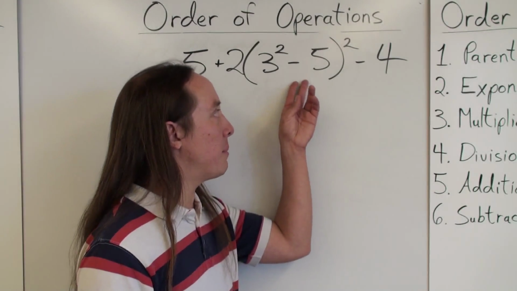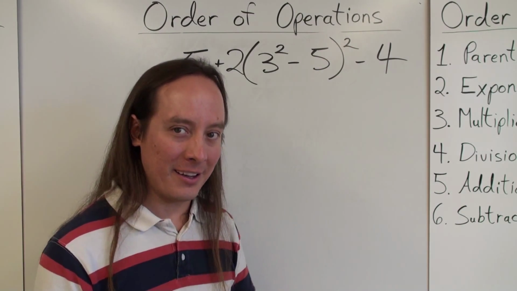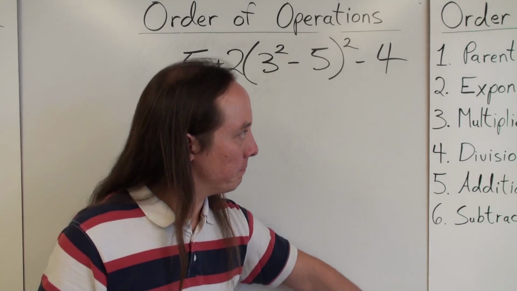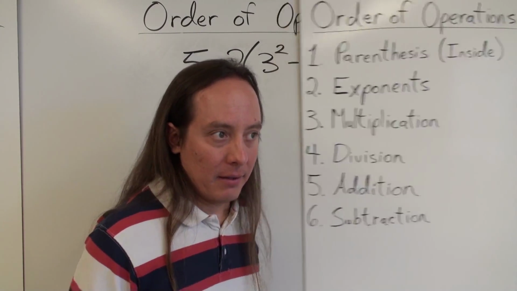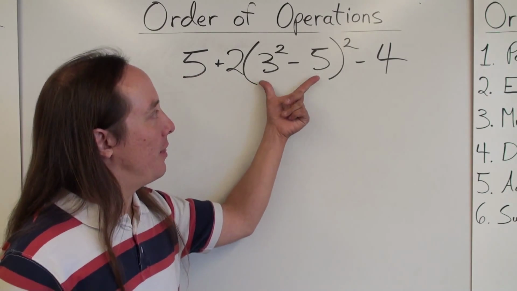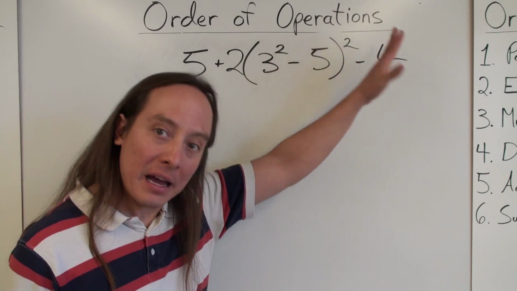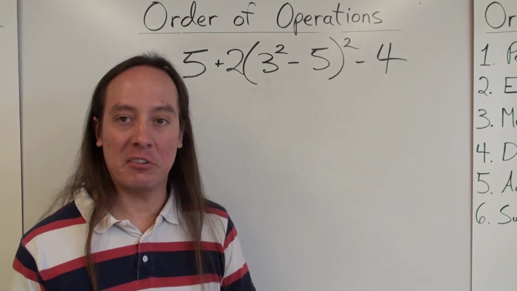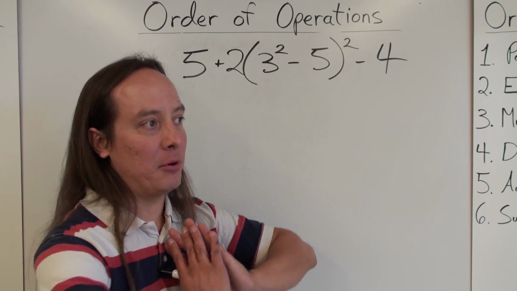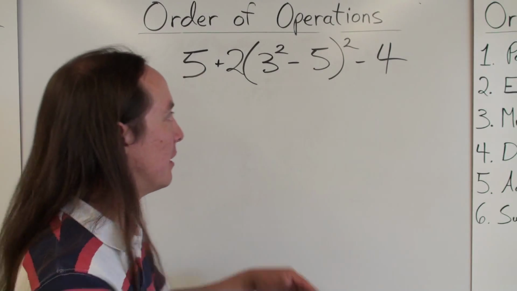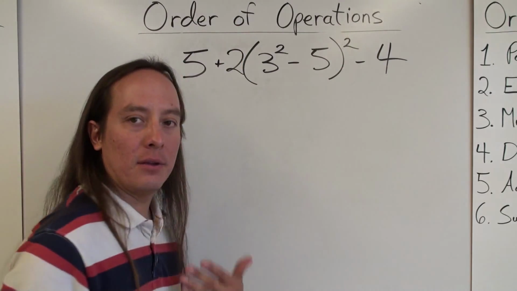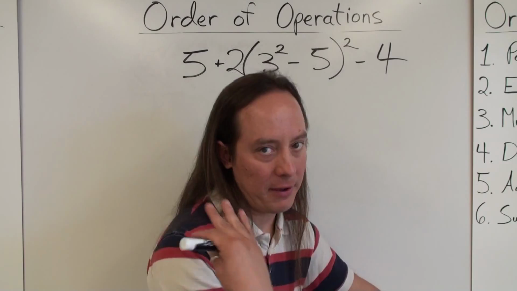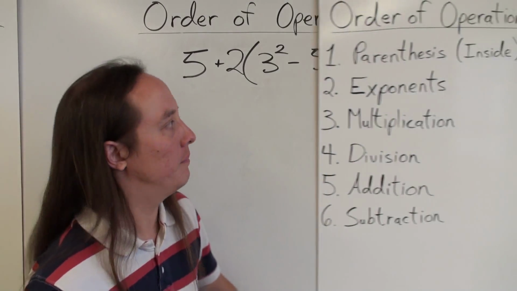So with the 5, this exponent might trick you. I had some students that say it's going to be minus 5 squared. Hold on. Parentheses is inside only. So when I have an exponent outside the parentheses, it doesn't count yet. That exponent is outside. I don't do that. So I just got to focus on what's inside. The 3 squared minus 5. So 3 squared is an exponent. Minus 5 is, you can consider that a subtraction.